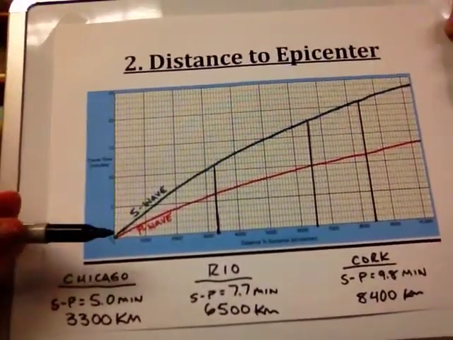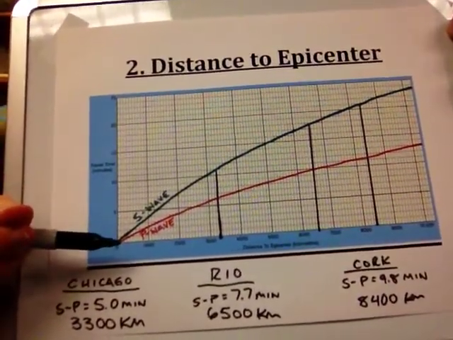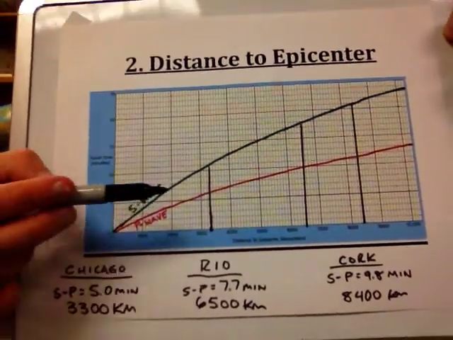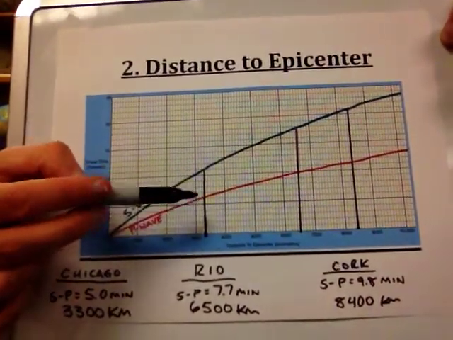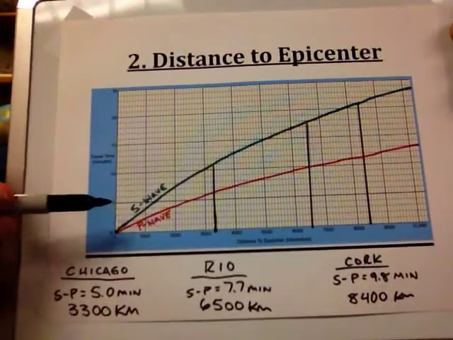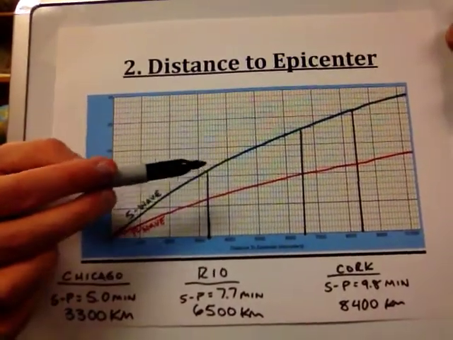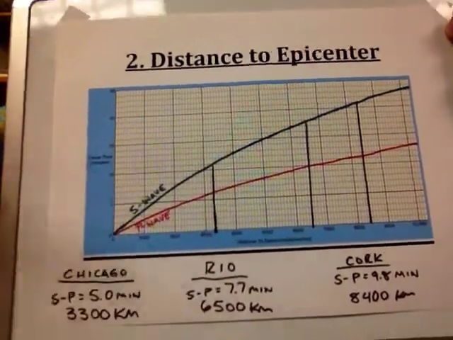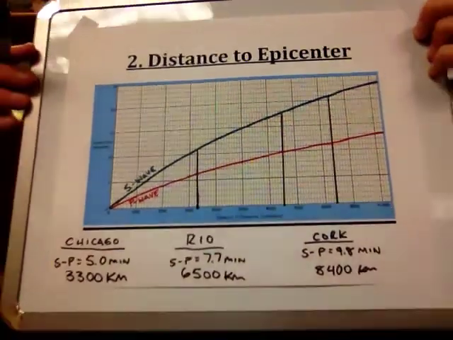So again, for each station you do the same thing. You measure the S minus P time on the vertical axis. You then slide your ruler till there's that same distance. So for Chicago it was 2 centimeters. So there's 2 centimeters here. Go down, find the distance to the epicenter.